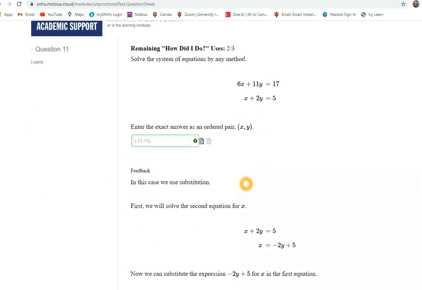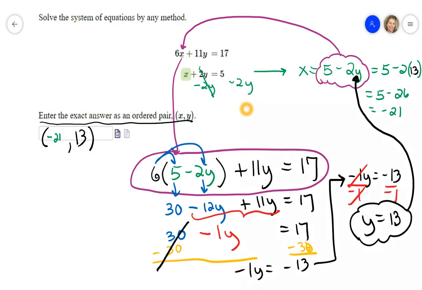They used substitution. But you don't have to. You can use elimination if you want. Some people are like, well, just multiply the bottom equation by negative 6. You'll cancel out the x's. I mean, you can do that if you want.